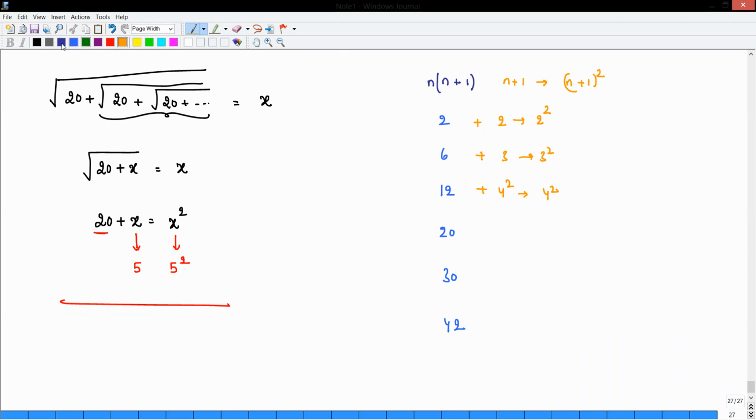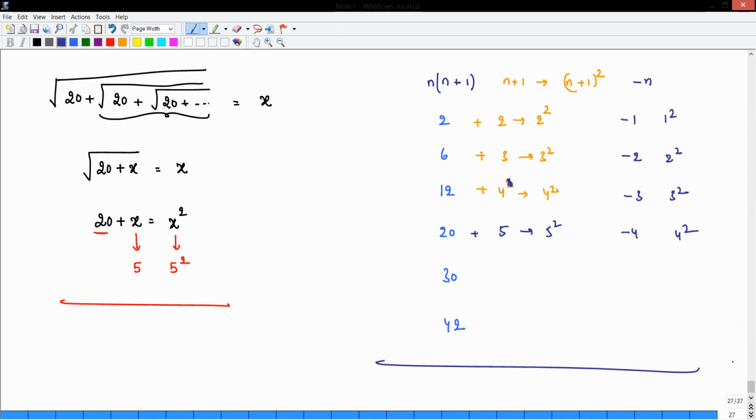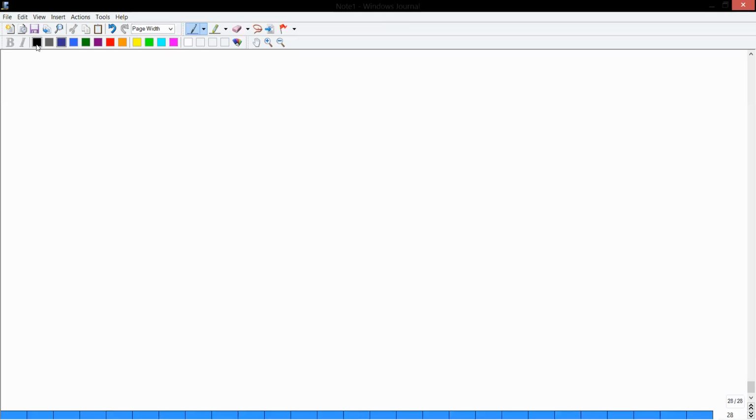Okay. Suppose you subtract 1, meaning you add minus 1, you'll get 1 square. If you do minus 2, you'll get 2 square. Not 4 square, 4 only. If you add 5, then it will be 5 square. If you subtract 4, it will be 4 square. So they may give you plus or minus, especially in the form of n into n plus 1. Otherwise also you just need to solve a quadratic equation, that's all. But especially if it is in this format, then what can you do?